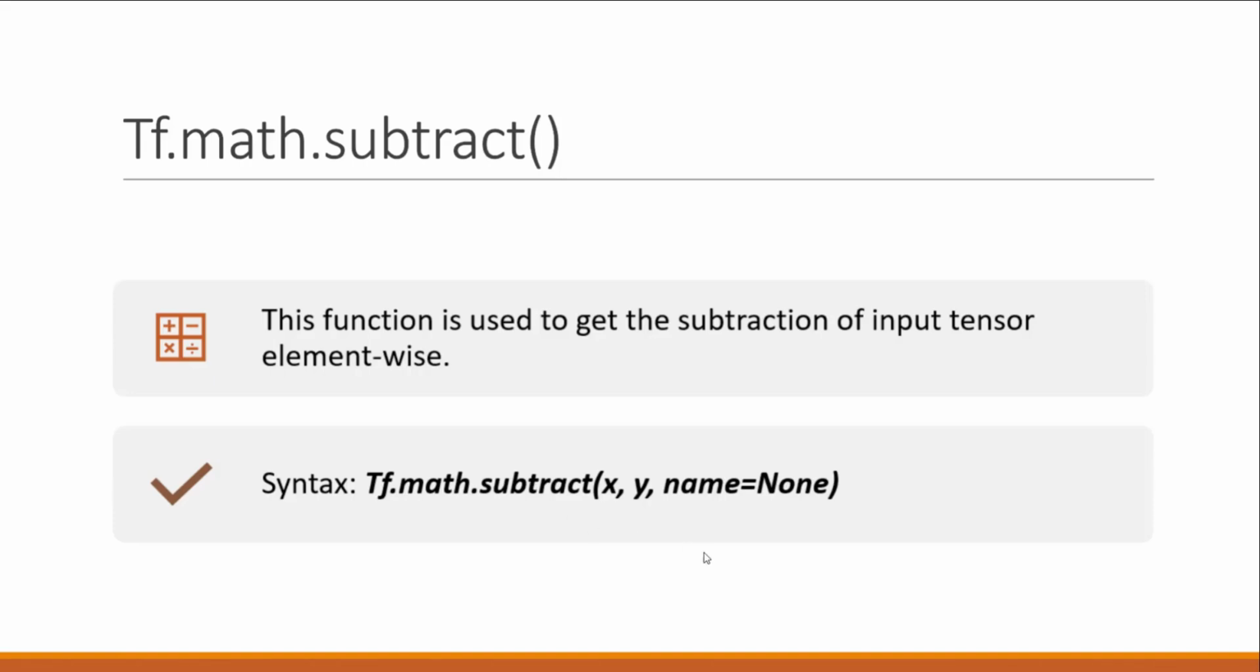And the last parameter is name. If you want to give a name to the operation, you can easily use it. By default it takes a None value. Now we will discuss an example of using this method with the help of a tensor.